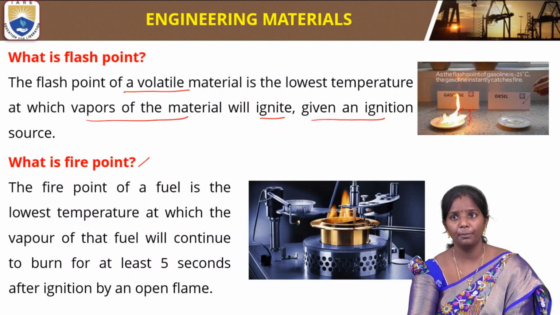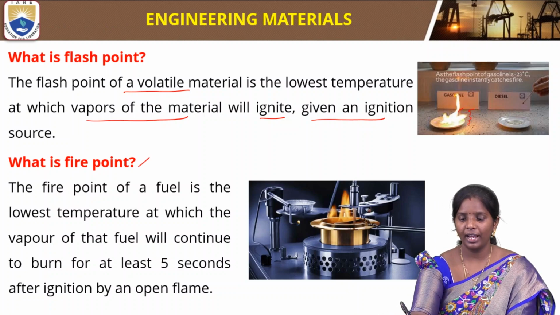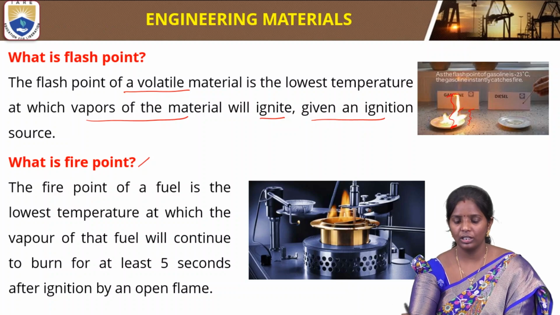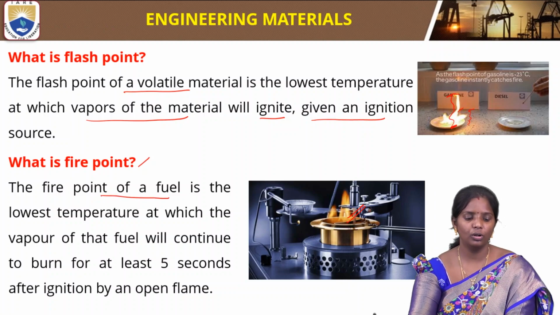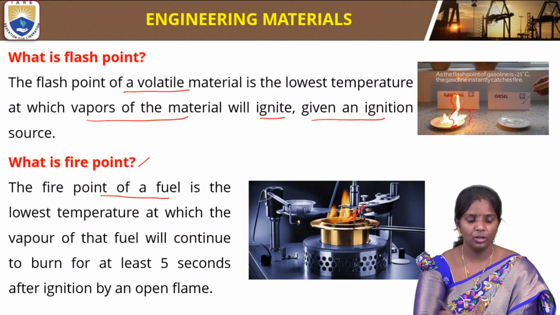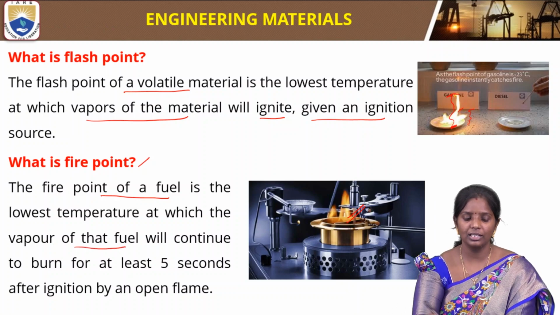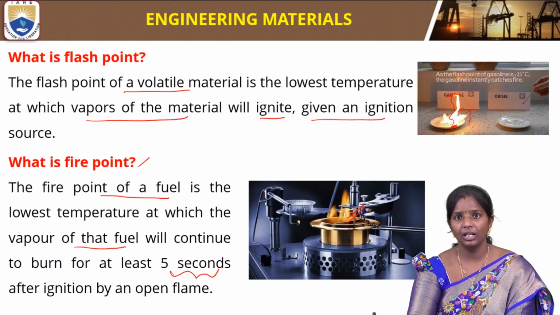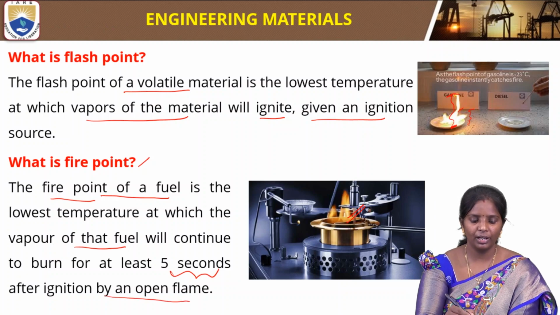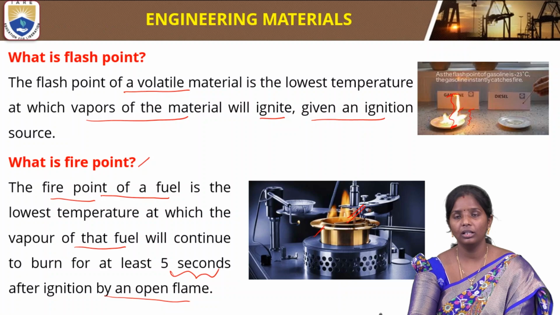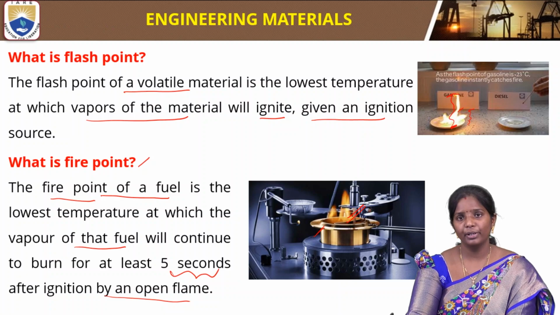Next is the fire point. Just above the flash point will be the fire point. After flashing, what happens? It will give off fire. So the fire point of a fuel is the lowest temperature at which vapor of that fuel will continue to burn for at least 5 seconds, after ignition by an open flame. This is how we test the flash and fire points. Just flashing is the flash point, and the temperature at which it gives rise to fire for at least 5 seconds is the fire point.